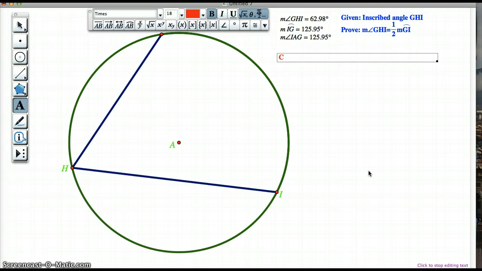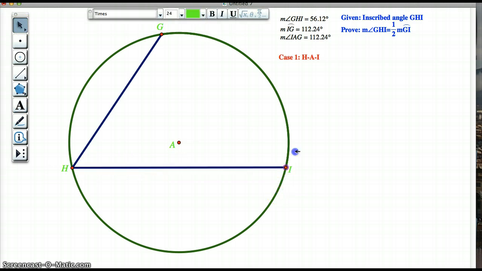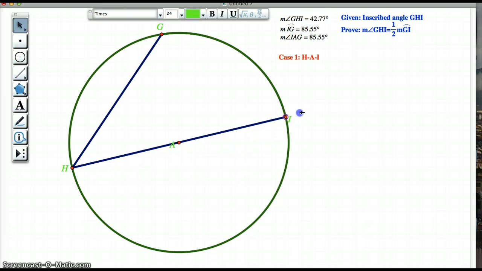The first case will be when A is on one of the sides of the angle. So the center of the circle is on one of the sides of the angle. So I'm going to move this up and I'm kind of going to cheat and just make it look like it goes right through there. There we go. We don't need these measurements anymore because measurements don't help us prove things.